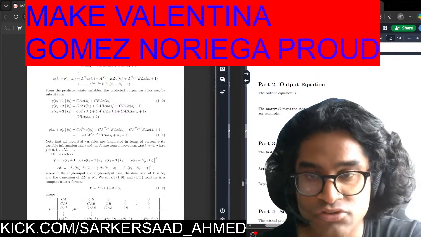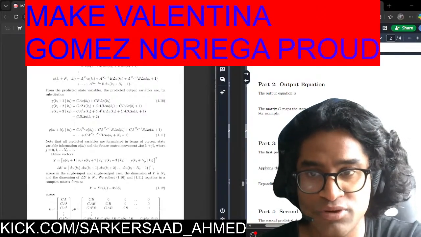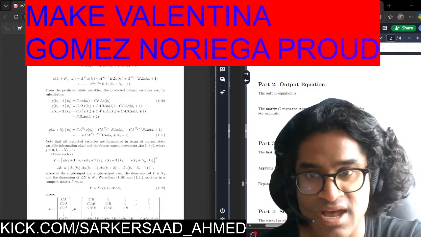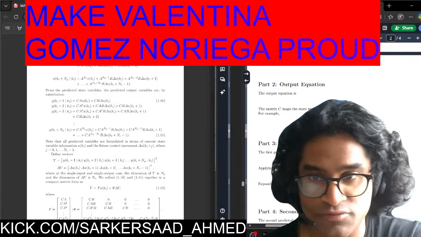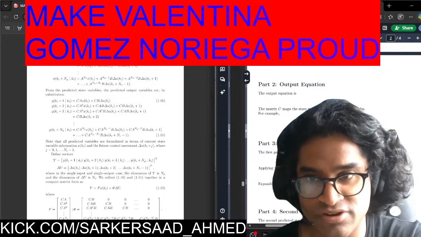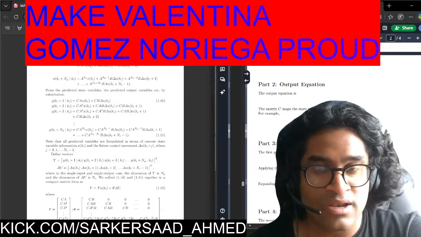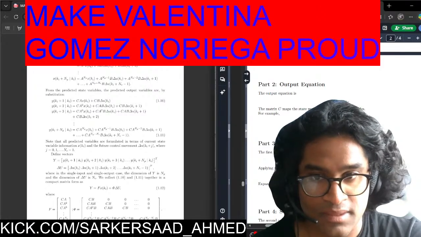Cool. So now the output equations. The output equation is y is equal to C of x, and the matrix C maps the state variables into the output variables. So for example, if I have x is equal to position and velocity, now one question.